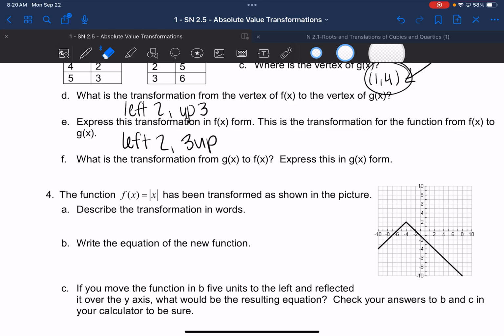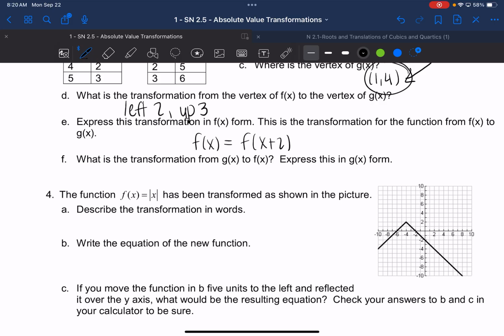Okay, so to get from f of x to g of x, you guys said left 2, and what would that look like inside of the function? Plus 2, good. So we'd have f of x plus 2. And then how would we show that we moved up 3? Plus 3 out there on the end. And that would result in getting us to g of x, right? That would get us to that point at g of x.